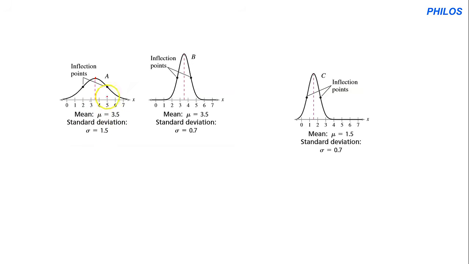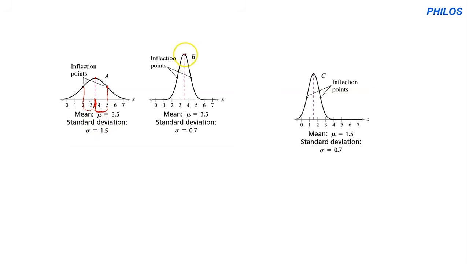And then to get the standard deviation, you take the first point of inflection here. When you trace it down, it falls on 5, right? So you check for the difference between 5 and the mean. 5 minus 3.5 will give you 1.5. So that is the standard deviation. You can also check it with this. This is another point of inflection. And then when you check it against the mean, 3.5 minus 2 also gives you 1.5. You see that? So the standard deviation is 1.5.